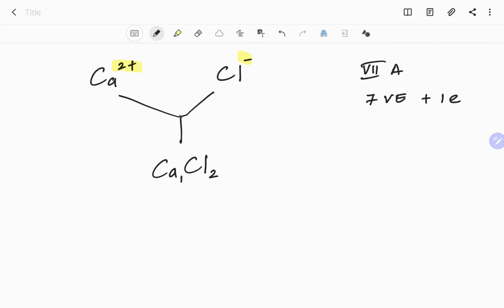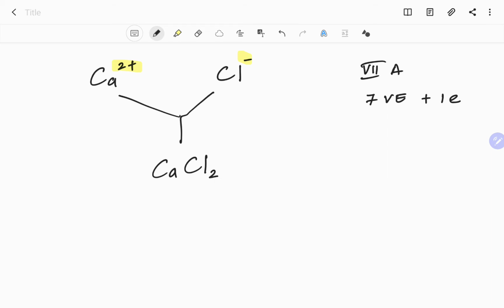Okay, so the chemical formula will be Ca1Cl2. But here's the thing, we usually don't write 1. Why? Because we already know that it has calcium. If you have only 1 calcium, you don't have to say that it is Ca1. Everybody knows that it is 1. So it is not traditional to write the 1. If it is 1, don't write it, but if it is any other number, write it.